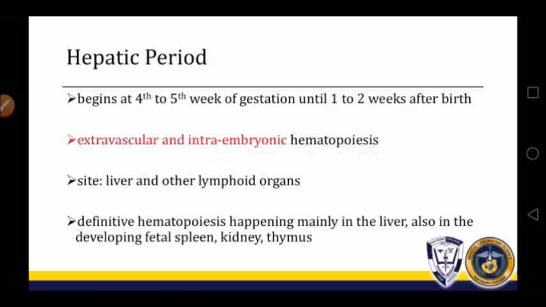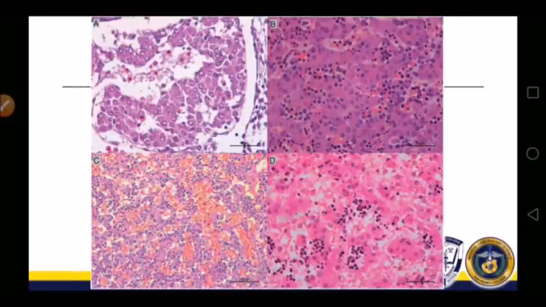The site of this hematopoiesis, very evident, no? Hepatic period. So, therefore, the prominent site of hematopoiesis in this period is the liver, and at the same time, other lymphoid organs like the spleen, kidney, and thymus. So, maolang yun ni siya ang best picture nga ako ang makita sa internet regarding the hepatic period of hematopoiesis.